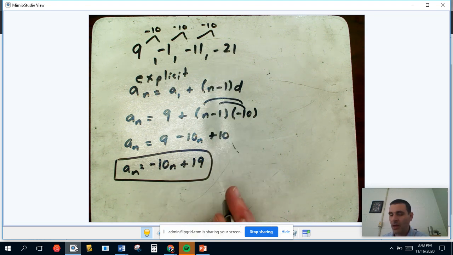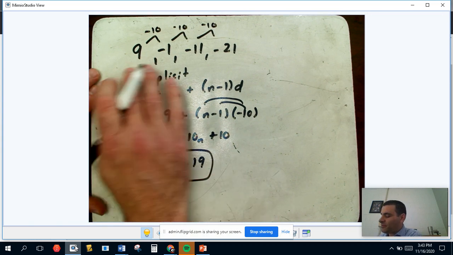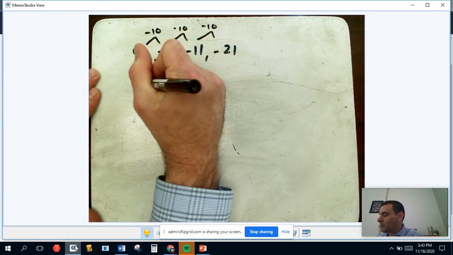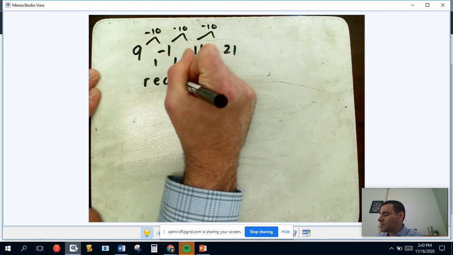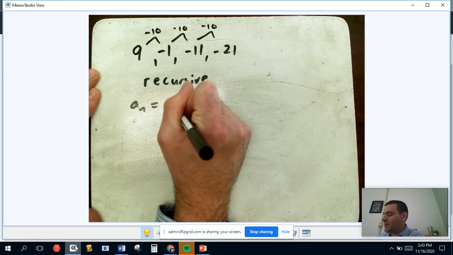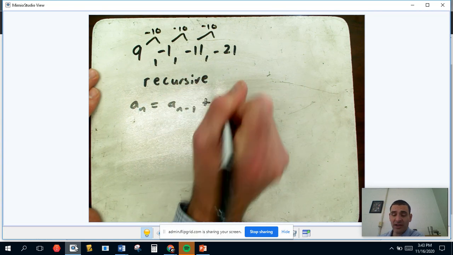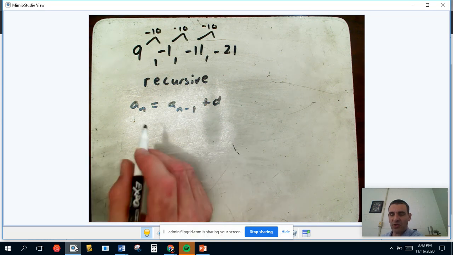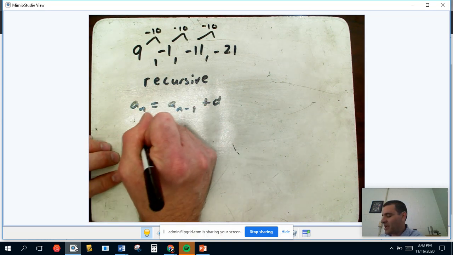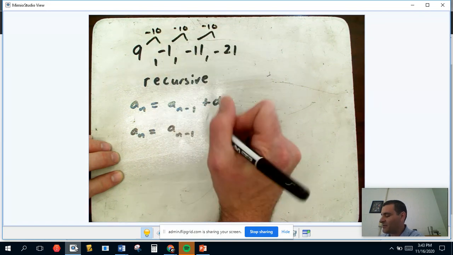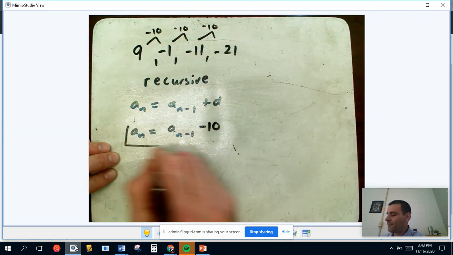Okay. And the recursive, spelled like this: A sub N equals A sub N minus 1 plus D. I encourage you to continue to write down formulas, as the more you write them down, the more apt you are to memorize them. So A sub N equals A sub N minus 1, and then D is negative 10 again. So it's as simple as that.